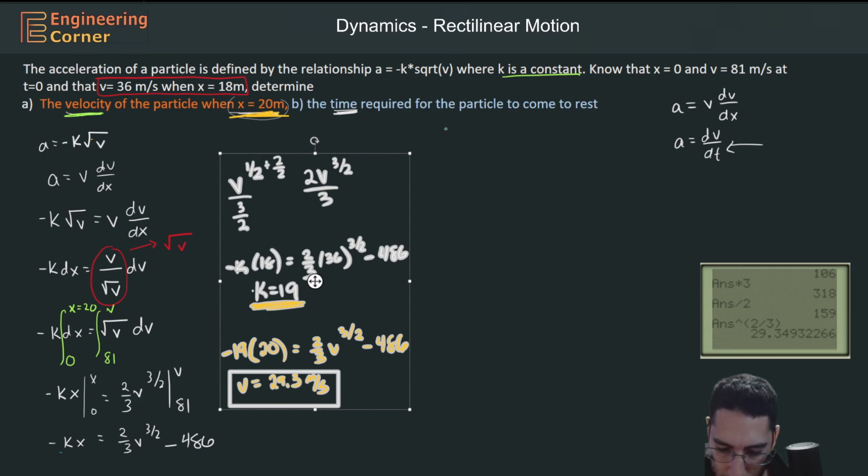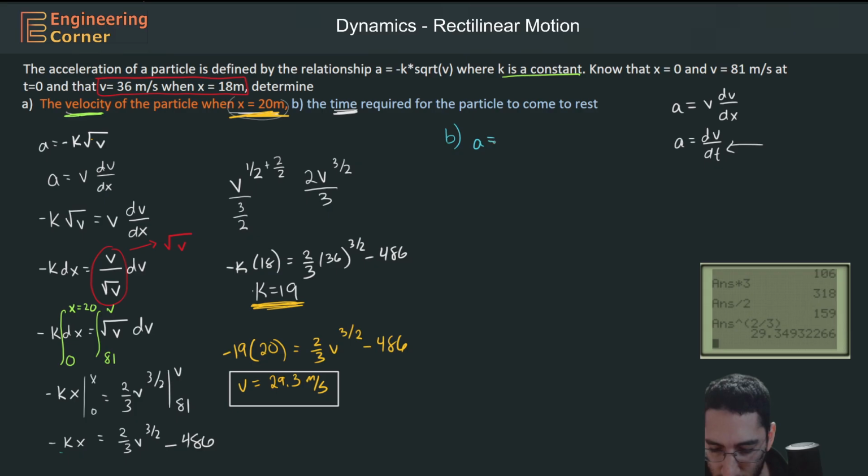And let's do part B. Here, my acceleration is going to be dv/dt. Now that I have an expression for acceleration, acceleration is minus k times the square root of v, which is equal to dv/dt. But I do know what k is. K is equal to 19. It doesn't change. It's constant. So I have minus 19 times the square root of v is equal to dv/dt.